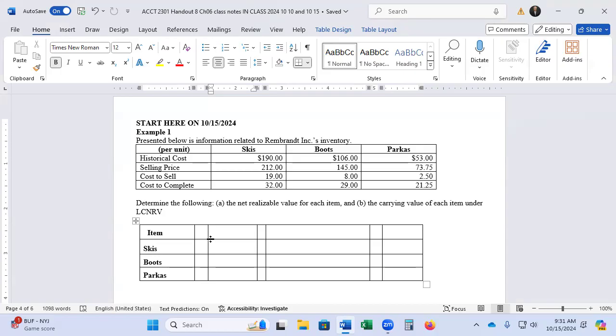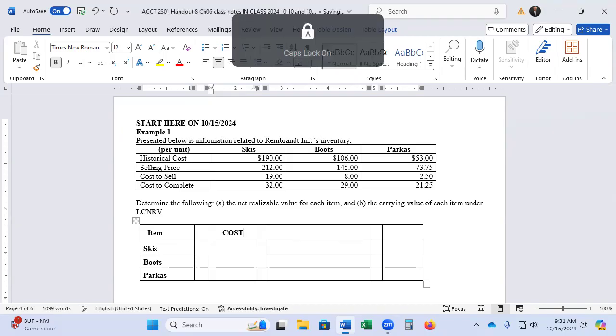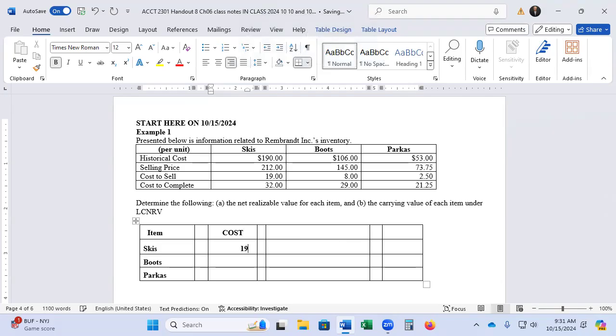Okay, so it asks us for each of these, determine the net realizable value for each item and the carrying value of each item under lower of cost or net realizable value. So our cost for our skis is going to be $190, our boots $106, and our parkas $53. And we're just taking that from here.